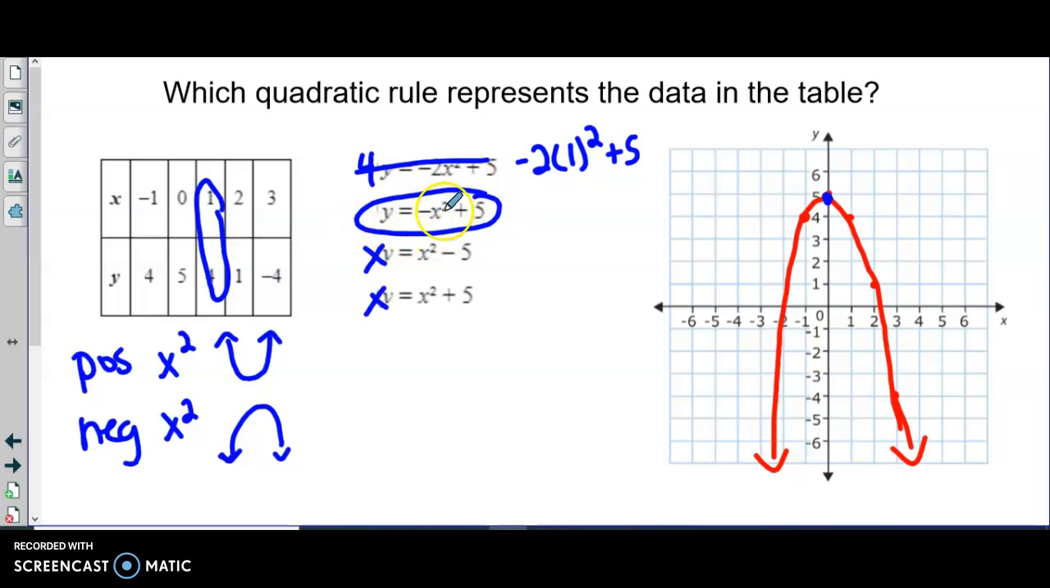This one would be my answer because 1 squared is 1, -1, plus 5 would be a positive 4. You could also type this in Desmos and see which one looks the same. And so this would be the correct answer.